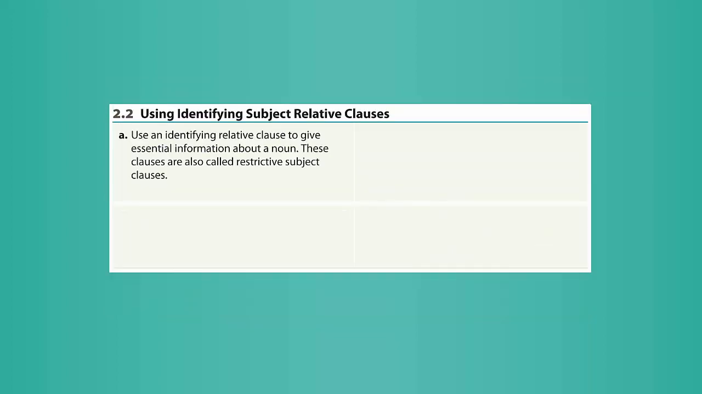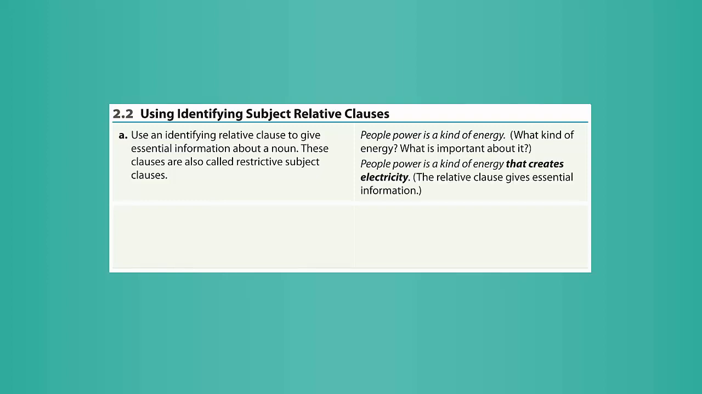We have just finished the formation of a subject relative clause, and now we come to the uses of it. We use an identifying relative clause to give essential information about a noun. Remember the word essential. That is very important. These clauses are called restrictive subject clauses. For example, people power is a kind of energy. What kind of energy? What is important about it? People power is a kind of energy that creates electricity. The relative clause gives essential information about the energy.